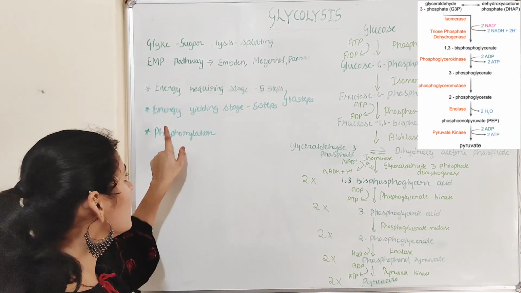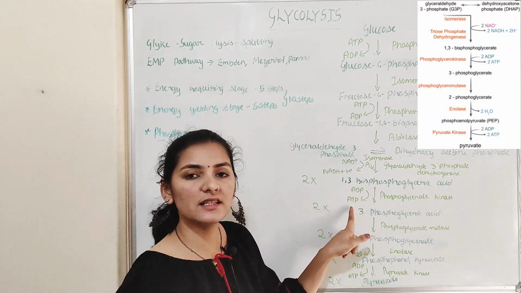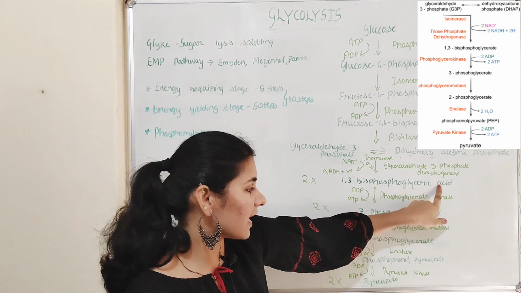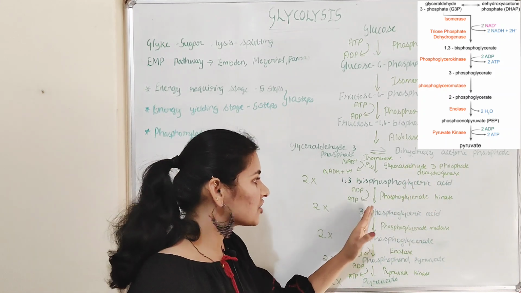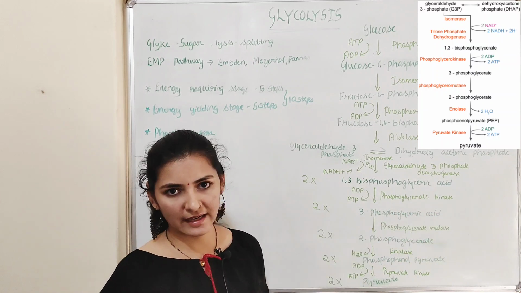So, this step is an energy yielding stage because one ATP is synthesized here, that converts 1,3-bisphosphoglyceric acid into 3-phosphoglyceric acid, and this reaction is catalyzed by the enzyme known as phosphoglycerate kinase.